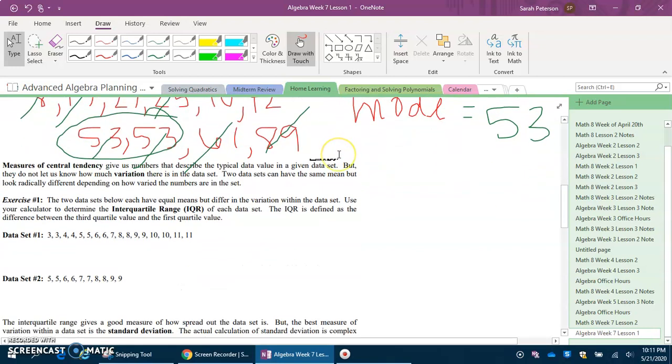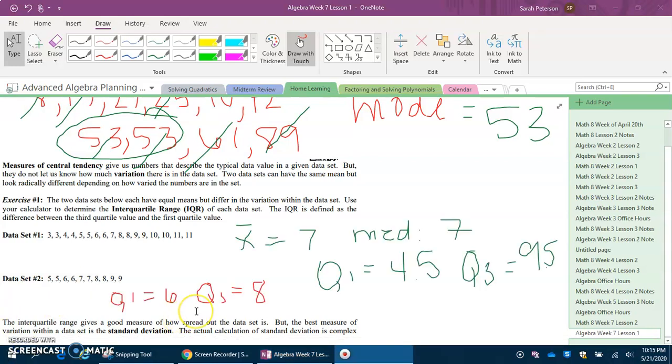So what I would like you to do is practice what we talked about. In your calculators, I want you to enter this data, and then look at the third quartile and the first quartile in order to find the interquartile range, and then do the same with data set 2. So I'm going to take a minute and go put it in my graphing calculator, and then I'm going to list the first quartile and the third quartile, and then we'll go from there. Okay, so I calculated using my calculator.